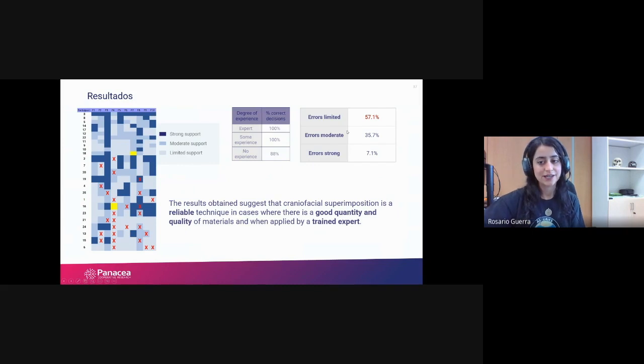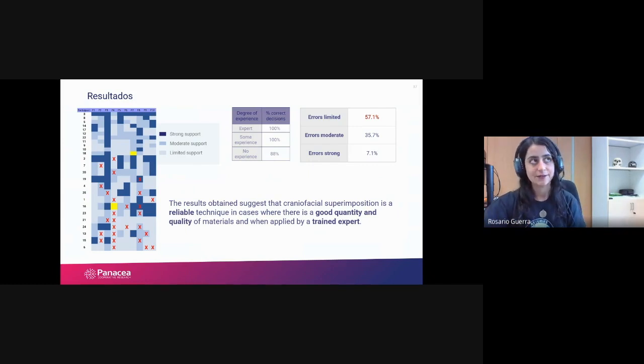This table represents the distribution of errors, and does not mean that 50% of limited cases are errors. It just means that of all the errors that happen, 57% of them occur in cases with limited support. We believe the results obtained suggest that craniofacial superimposition is a very reliable technique in those cases where there is a good amount of material and when it's applied by a trained expert. And well, we're going to move to the last study.